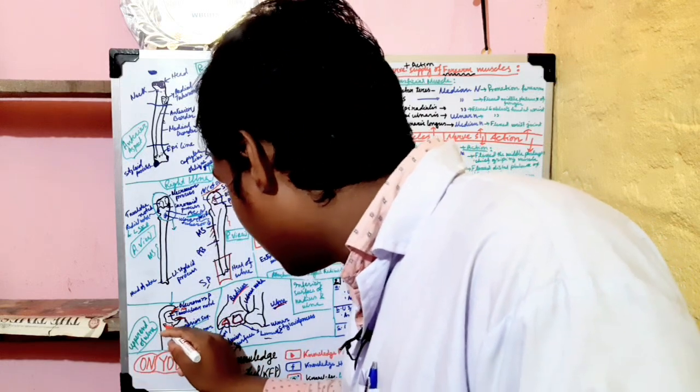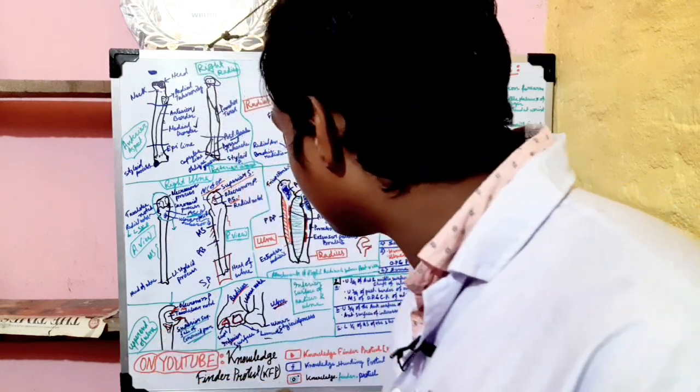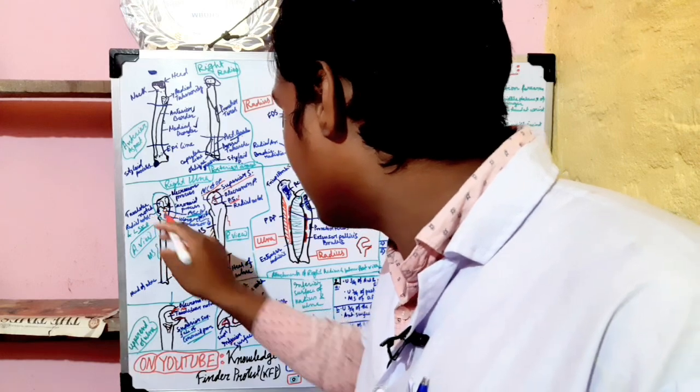The anterior surface is a triangular convex surface leading to the ulnar tuberosity. Here is the triangular surface. This is the anterior surface of the coronoid process.